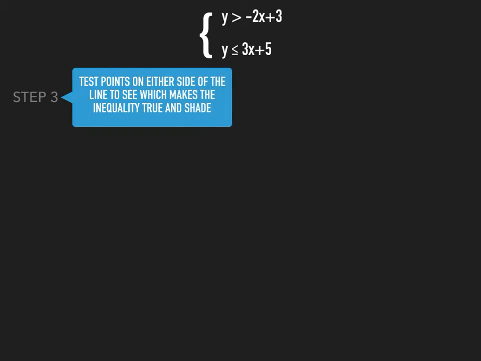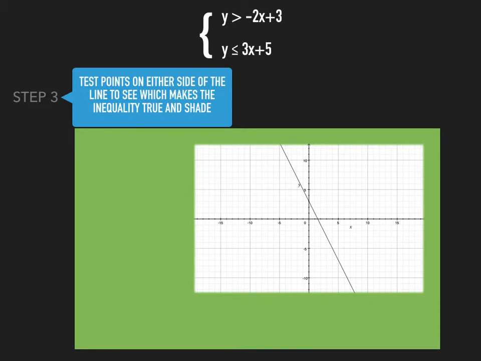Okay, let's go on to step 3. So we can test points on either side of the line to see which makes the inequality true, and then shade. Note that I personally only test one point, and then if it's false, I don't shade the point, and if it's true, I do shade the point. So I'm going to show you how I do it, but note that you can test points on either side until you find which one is true if you would prefer that way. That'll make more sense in a minute.